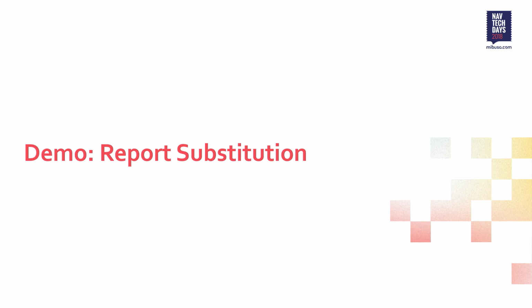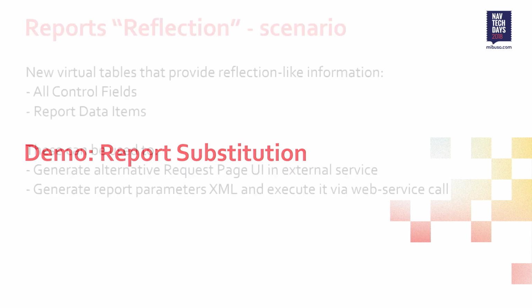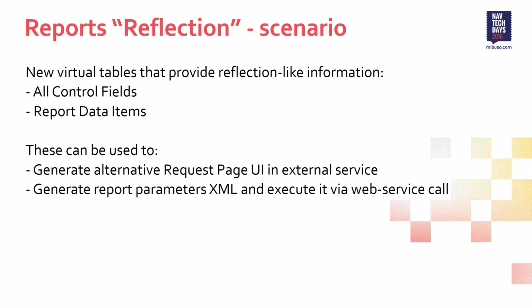So let's skip through these. To improve reporting even more, we've exposed more information about reports and request pages. We have added two new virtual tables, all control fields and report data items. The all control fields table contains information about all the page controls on normal pages and request pages on reports and XML ports. And the report data items table contains information about the individual data items on a report.